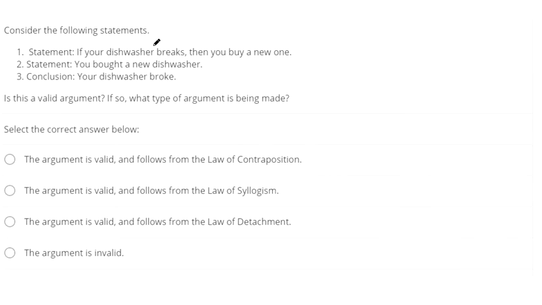So let's see your statement. If your dishwasher breaks, let's say P is the statement that your dishwasher breaks, then you buy a new one. The statement says you bought a new dishwasher, and the conclusion is that your dishwasher broke. That was P. We've swapped the order. That's not the law of contraposition, right? The law of contraposition says you swap the order and negate each of the statements. It's not the law of syllogism because it's not A to B, B to C implies A to C. It doesn't make that jump like Euclid's principle does.